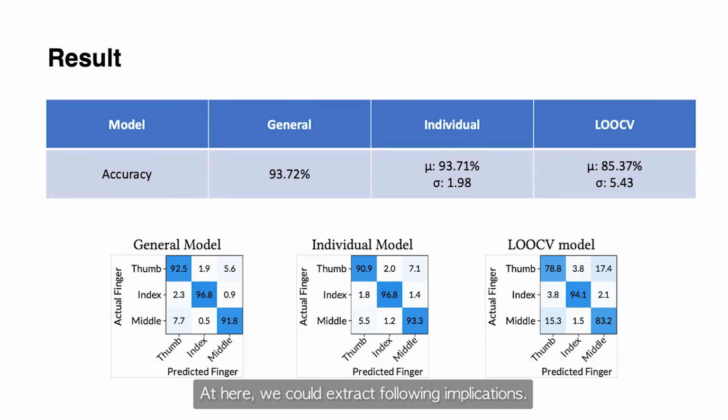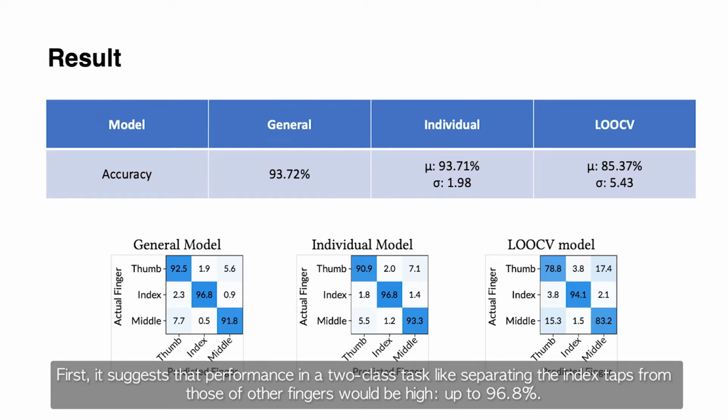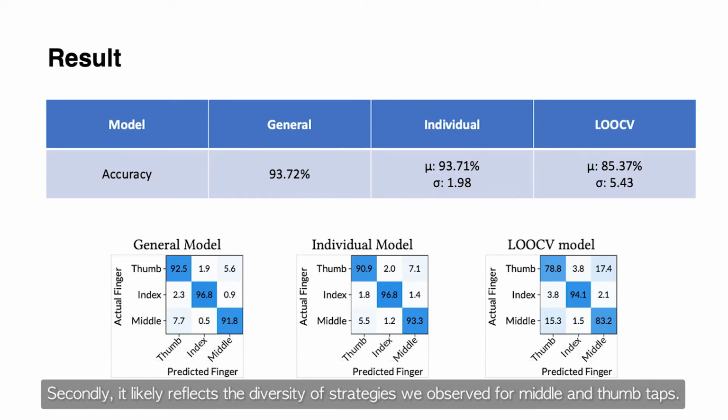And here, we could extract the following implications. First, it suggests that performance in a two-class task like separating the index finger from the other fingers would be high, up to 96.8%. Secondly, it likely reflects the diversity of strategies we observed for middle and thumb taps.